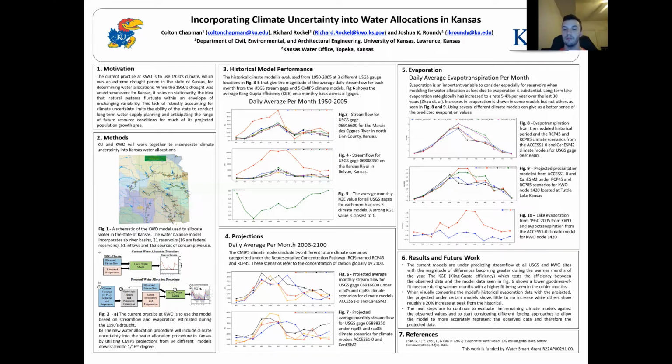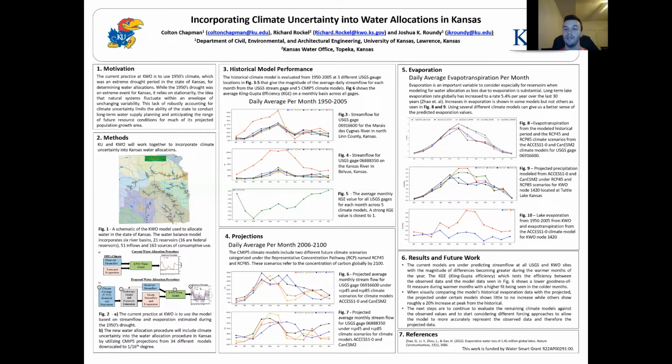We can also see in Figure 9 the projected precipitation from different models under different climate emission scenarios, RCP 45 and RCP 85. And Figure 9 is located at Tuttle Creek Lake in Kansas.